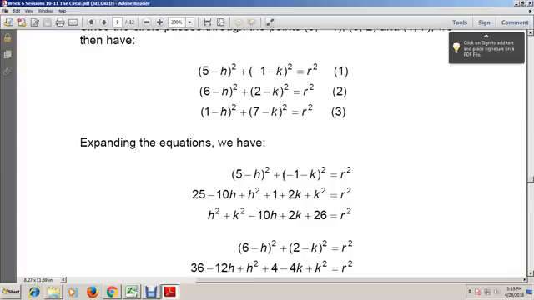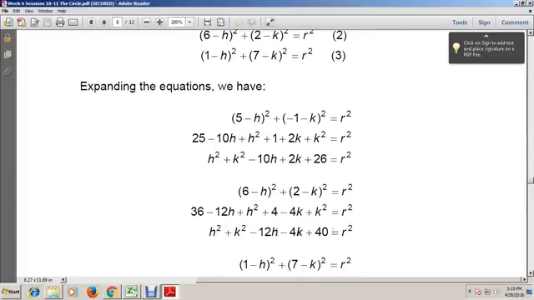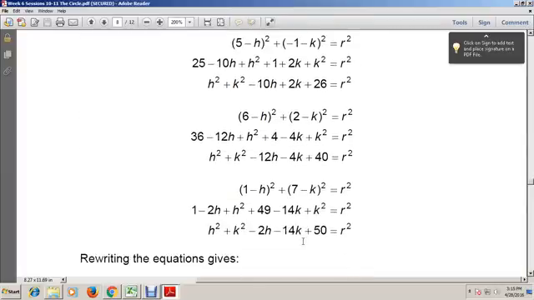So doing the same for the second equation, we should arrive with this form of the equation. Also, for the third equation, we should arrive with this form of the equation in general form.